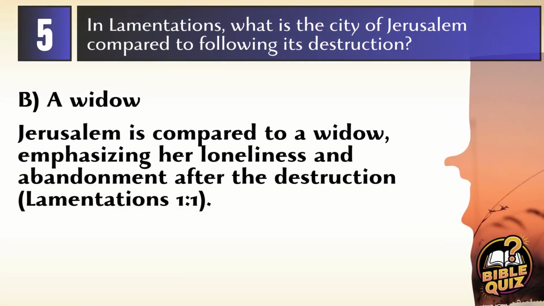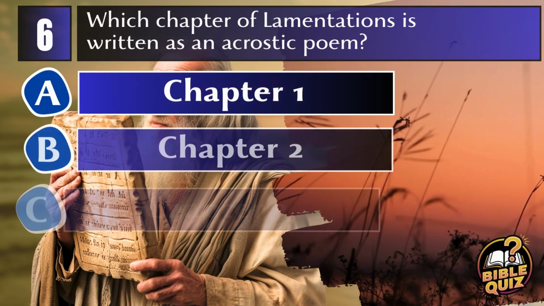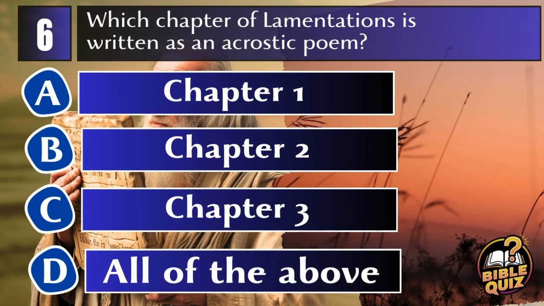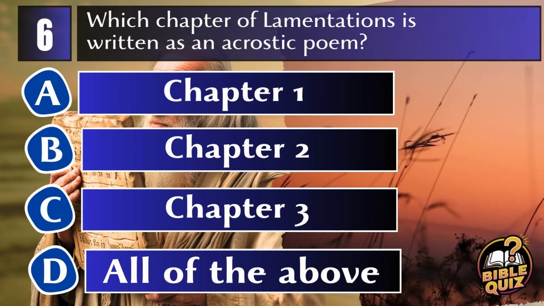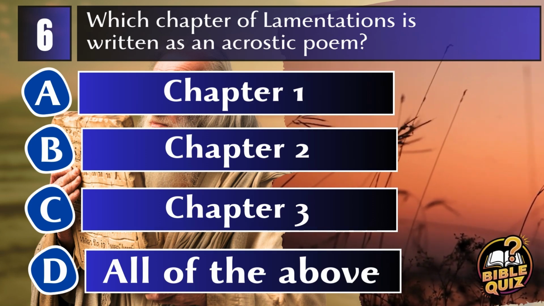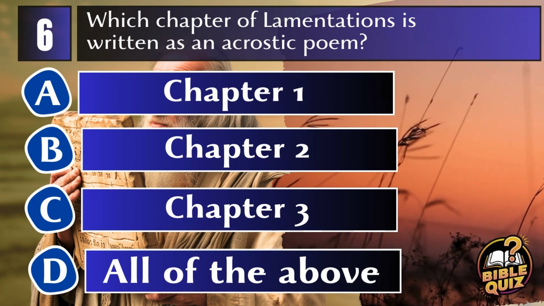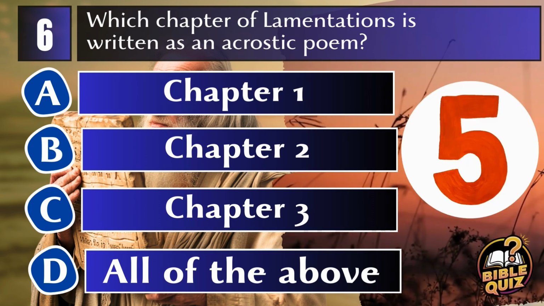Answer B. A widow. Lamentations poetically compares Jerusalem to a widow, emphasizing her isolation and abandonment following the city's destruction. Lamentations 1:1. Question 6. Which chapter of Lamentations is written as an acrostic poem? A. Chapter 1. B. Chapter 2. C. Chapter 3. D. All of the above.